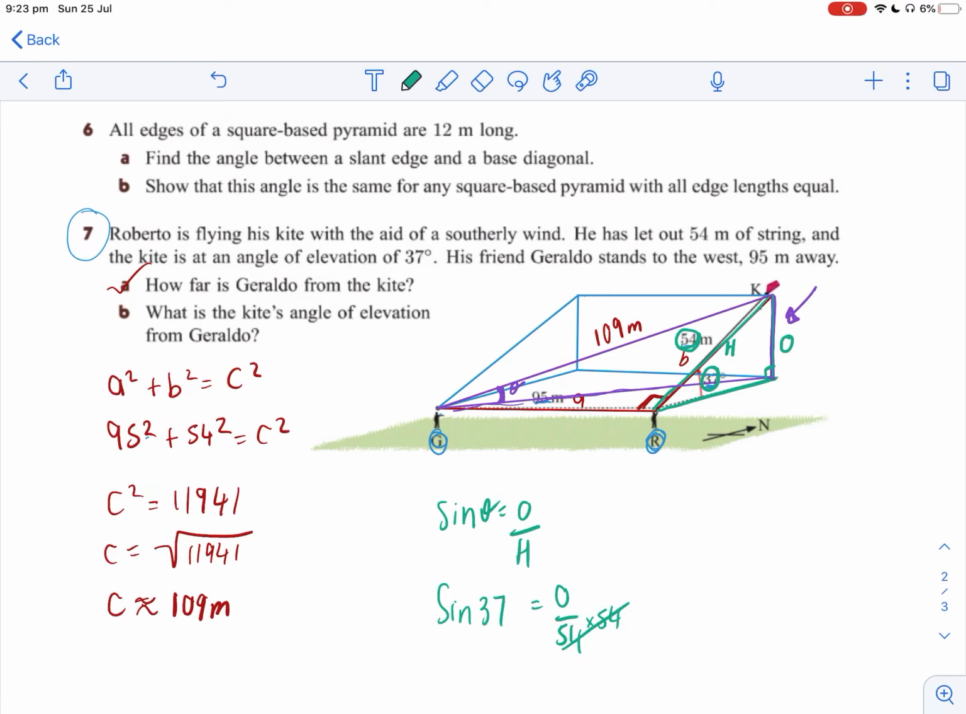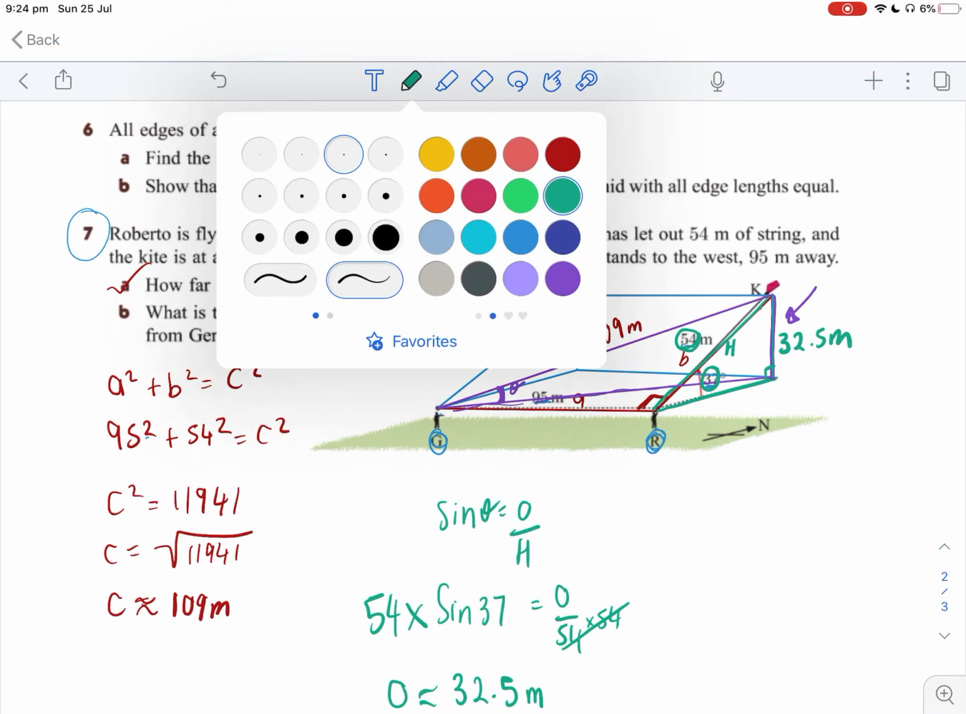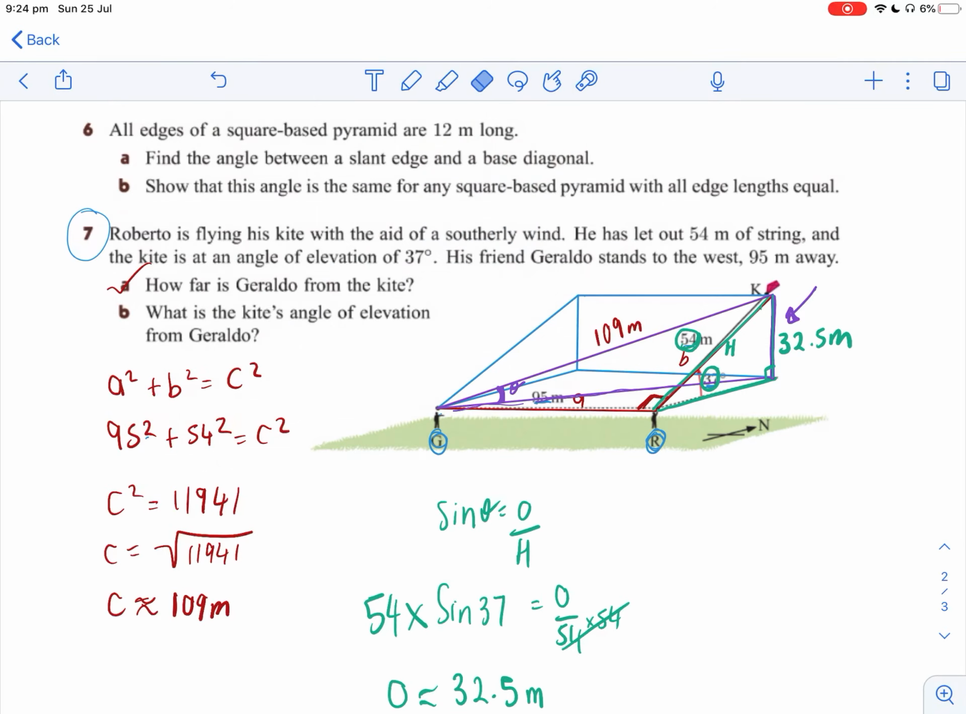So times by 54 on both sides, my opposite side is going to be approximately 32.5 meters. So I now know that this length here is 32.5 meters. If I go back now, I'm going to rub a bit of this out so we can see a bit clearer.